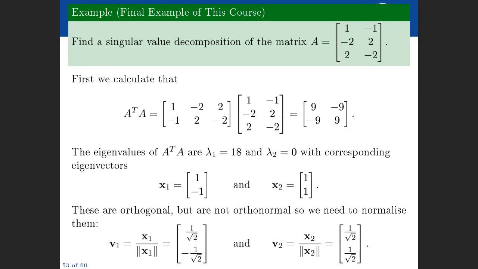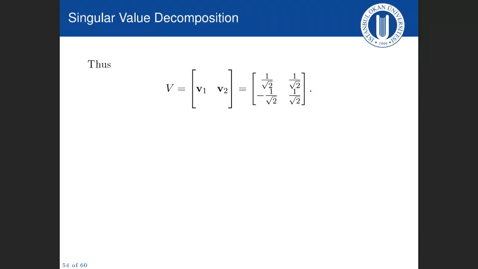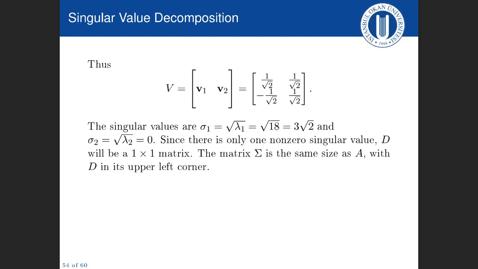And then after we know V1 and V2, we know our first matrix, capital V, is the matrix with first column V1, second column V2. That's the first matrix. We still have two matrices to find. The singular values are 3 root 2, and 0. Because there's only one non-zero singular value, that means that D is going to be a 1 by 1 matrix.